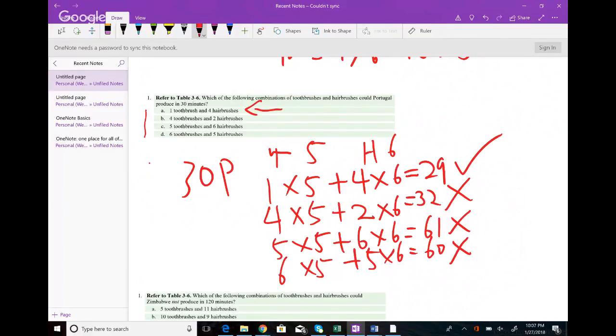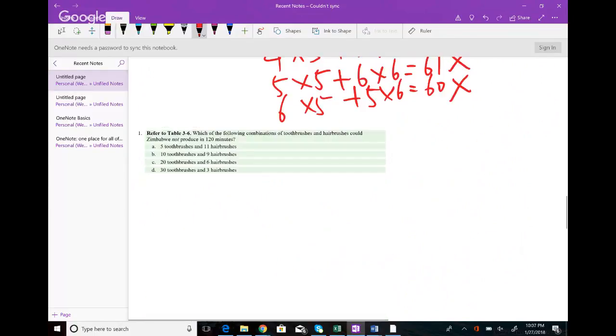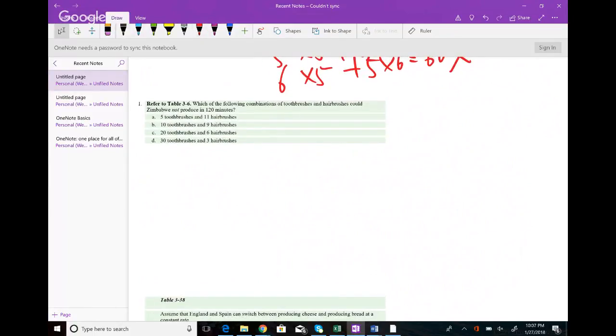All right, so that's the answer for us. All right, next. Which of the following combinations of toothbrush and hairbrush could Zimbabwe not produce in 2020? Very similar concept, but it's asking for which one is not possible. So we're looking for which one is more than 120 minutes. If that's more than 120, that's not possible.